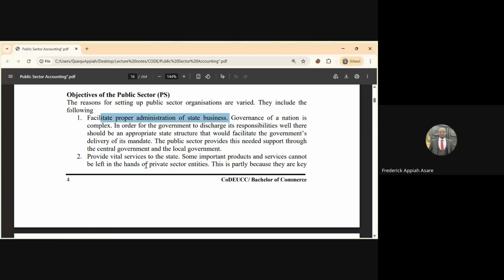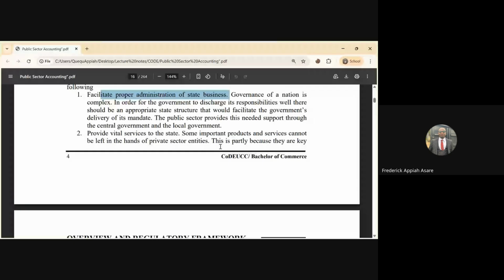The public sector provides this needed support through the central government and the local government. So the public sector will facilitate proper administration of state business. All the business that belongs to the state, the public sector will see to it that it is managed and administered properly. Another objective of the public sector is to provide vital services to the state.